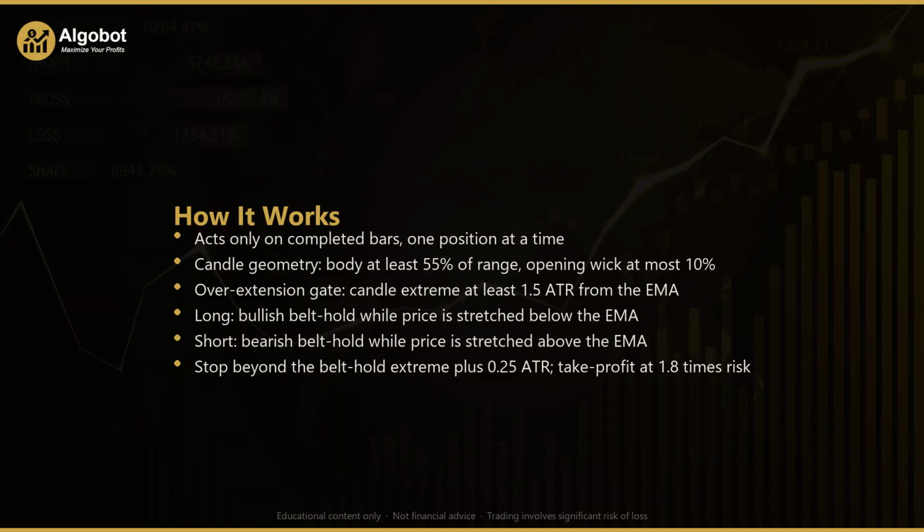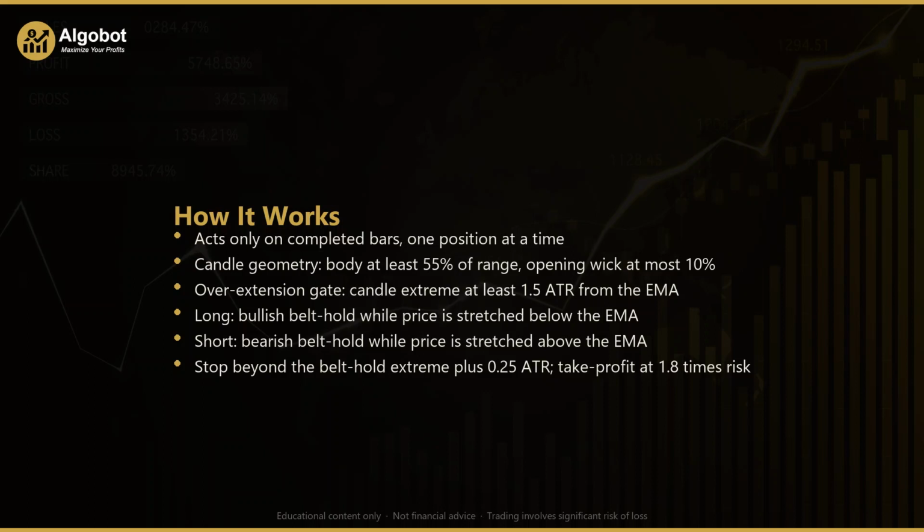On top of that geometry, it needs the overextension gate. The distance from the moving average down to the candle's low must be at least 1.5 ATRs. When both the candle and the stretch line up, the EA signals a buy. Entry is taken at the current ask. The stop loss is placed just below the belt hold's low, with a buffer of 1/4 of an ATR, so a little breathing room beyond the extreme. The take profit is set at the reward to risk multiple, 1.8 by default, times the distance from entry to the stop.